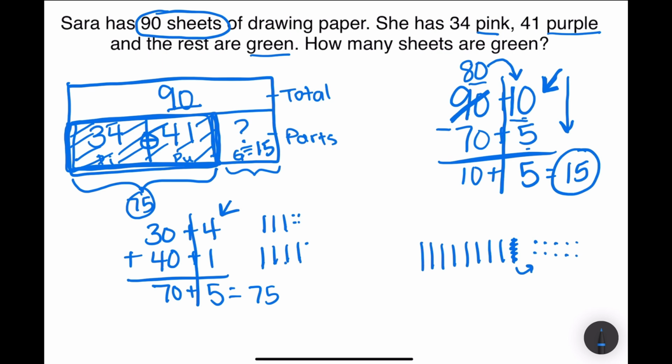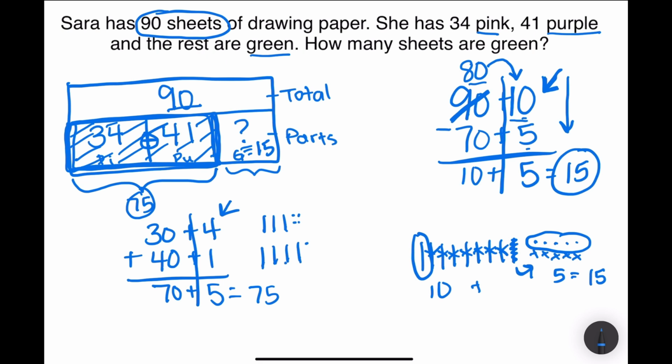But I wanted to go ahead and just show you how to do this on the pictorial model as well. So I already regrouped a rod into 10 units. Now I need to cross out 75 from my picture. So I'm going to cross out 70: 10, 20, 30, 40, 50, 60, 70. And I'm going to cross out 5: 1, 2, 3, 4, 5. I have 5 units left over, and I have 1 rod left over, which still equals 15. So even if I solved it with a pictorial model or expanded form, I'm still getting the same answer.